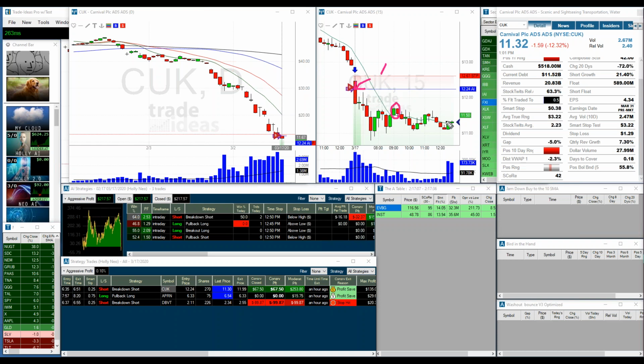This is my 10-period moving average, and that is the candle right there that would have gotten me out of this trade, which would have been a decent trade. So the idea is to try and ride these things as long as you possibly can, but just using the 10-period moving average as your guide.